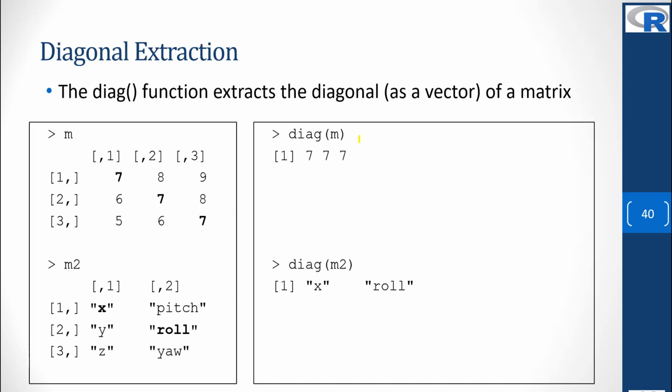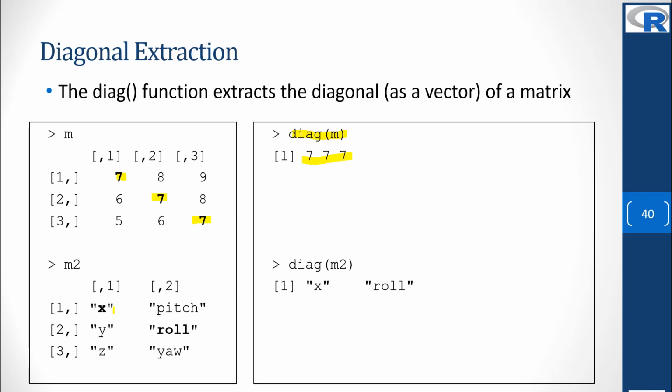We can get fancy. We can extract diagonals. So we have this 3 by 3 matrix where we have 7s on the diagonal. And if we call the diag function and pass the matrix, it gives us those values. And when you do matrix operations, a lot of linear algebra and some other types of math need diagonals. And so this is an important operation that we can do.